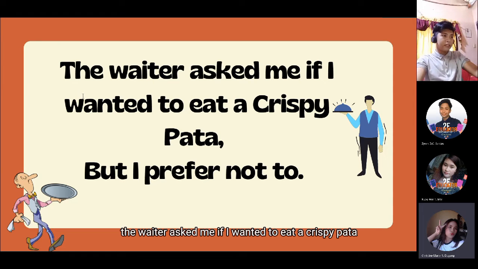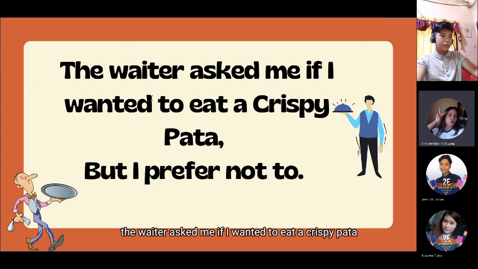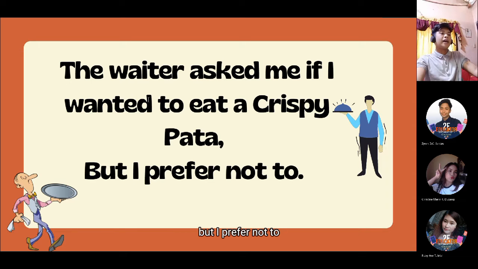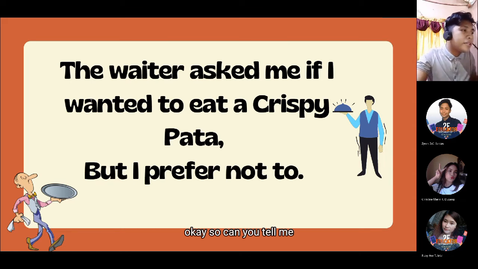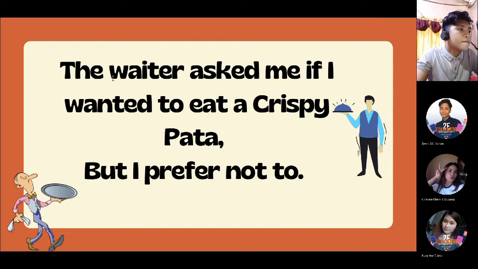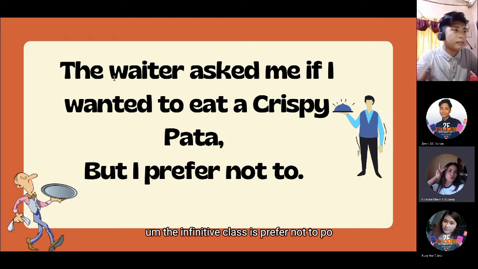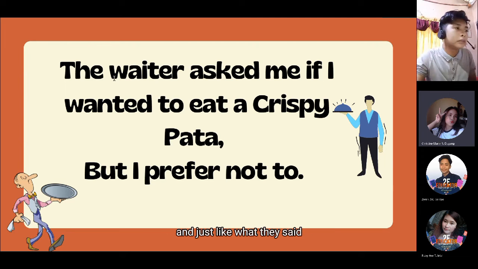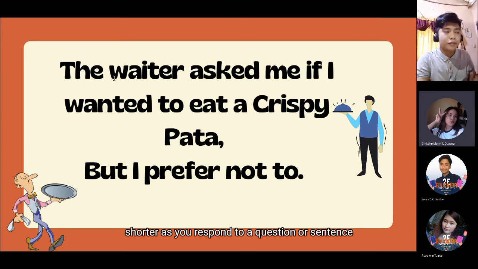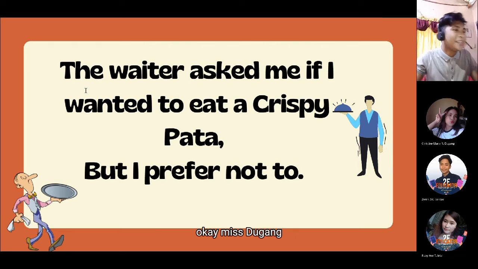The waiter asked me if I wanted to eat a crispy pata, but I prefer not to. Okay. Can you tell me what is the infinitive clause in the sentence, Miss Dugan? The infinitive clause is prefer not to. And just like what you said, the use of this infinitive is to make the sentence shorter as you respond to a question or a sentence. Okay, Miss Dugang, thank you so much for that.